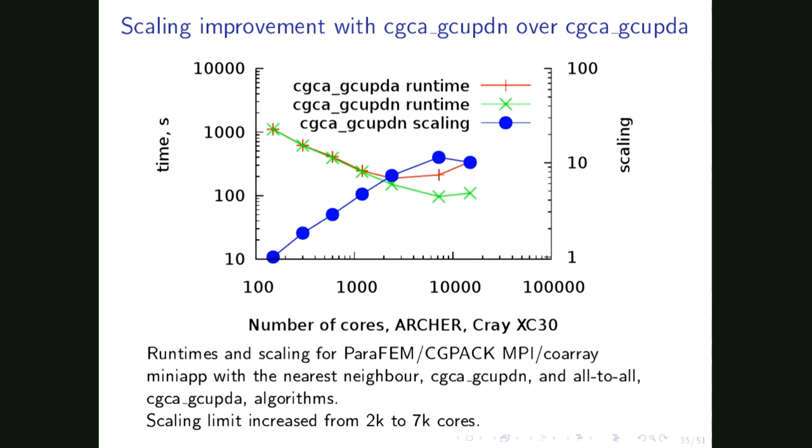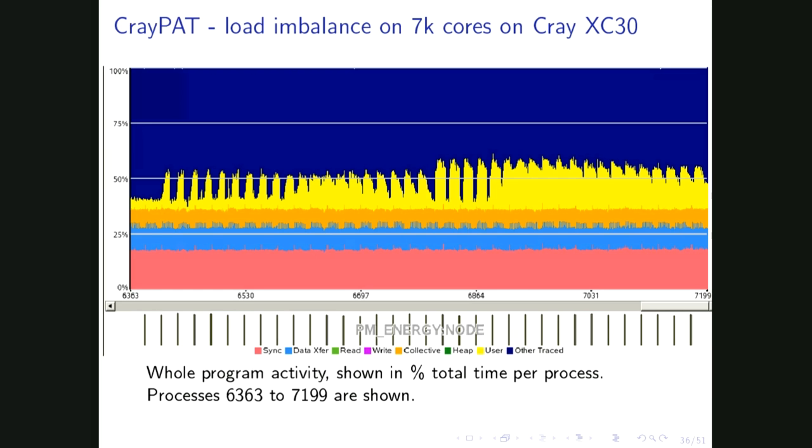The blue line is the scaling of the new miniapp implementing this nearest neighbor algorithm. And this is just an indication of what the load imbalance looks like at this scale. We see that there is an acceptable difference in the cores' activity.